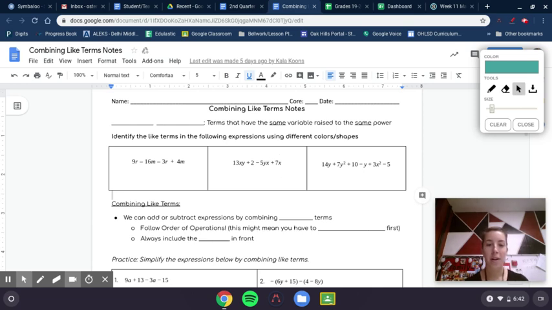All right, guys, we're moving on to the next lesson in topic 7, which is combining like terms. These will be your notes, and then you'll start with the activity after you get your notes checked. So let's go ahead and first start with the definition.